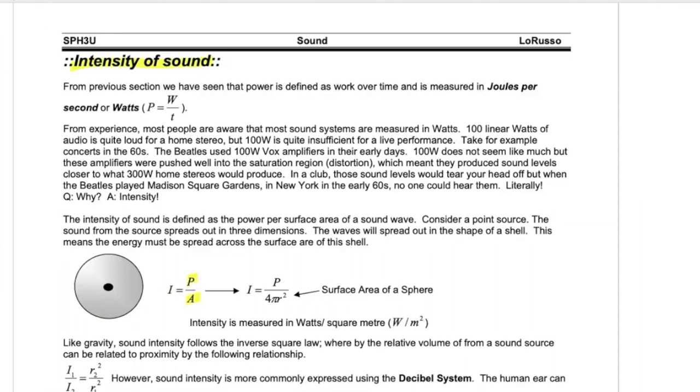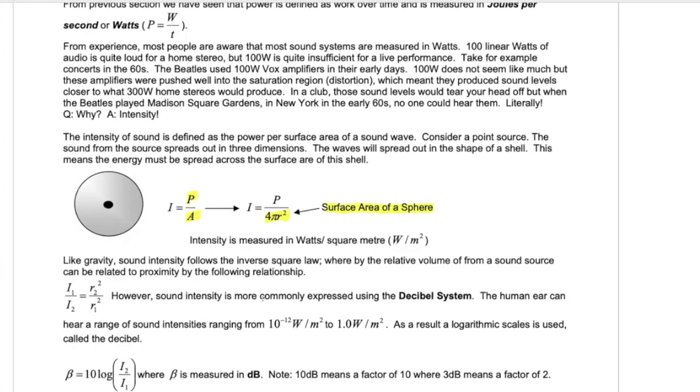of this shell. Well, the surface area of a shell is the same as the surface area of a sphere, and that's equal to 4 pi r squared. And this r squared is very important because the intensity decreases with the square of the distance that we are away from the source. So if you double the distance you are away from the source, you actually cut the intensity by 4. If you're 10 times further away, you decrease the intensity by a factor of 100. So distance has a very important relationship to how loud or how intense the sound signal is. So it's based on the inverse square law.